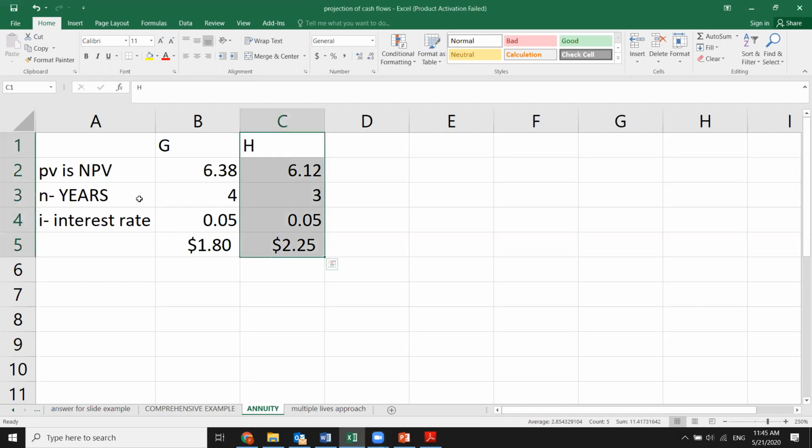So according to annuity, we select project H as well. So our decision is to select H. Do you have any question about how to calculate annuity?